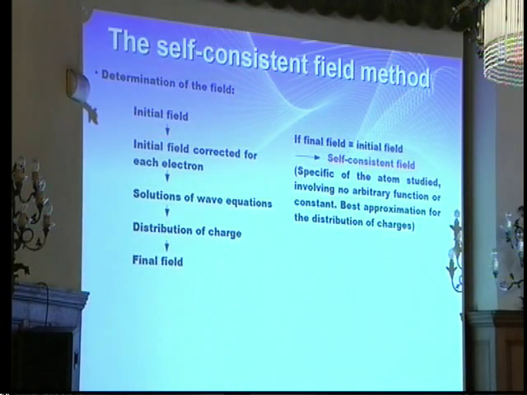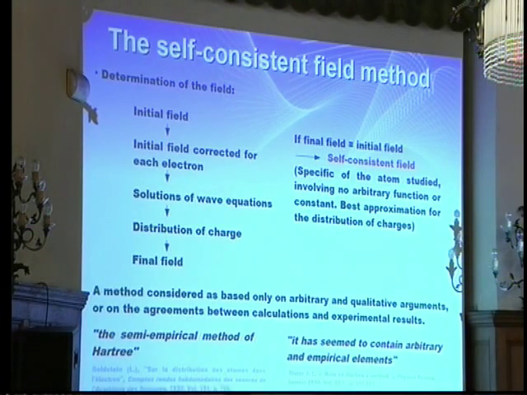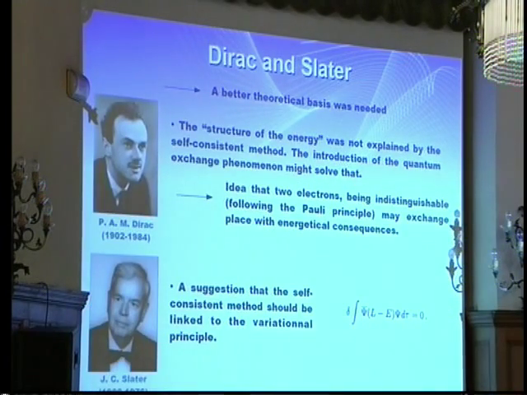However, the method was quickly the object of several criticisms. It was considered as based only on arbitrary and qualitative arguments or on the agreement between calculation and experimental results. It was qualified as semi-empirical. Then, a better theoretical basis was needed, and Dirac and Slater made two suggestions in 1929 for that.